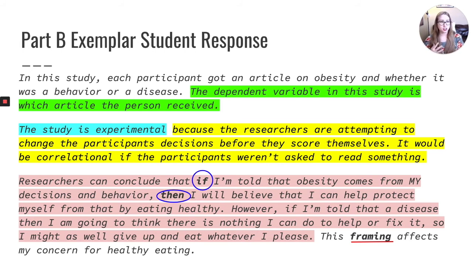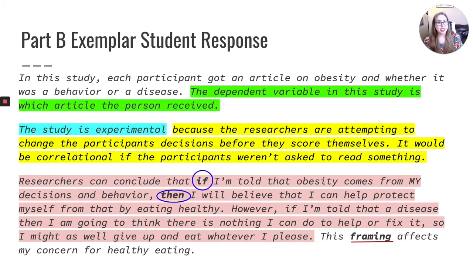And then here they answer their third question. Researchers can conclude that if I'm told that obesity comes from my decisions and behavior, then I will believe that I can help protect myself from that by eating healthy. However, if I'm told that it is a disease, then I'm going to think there's nothing I can do to help it or fix it, so I might as well give up and eat whatever I please. This framing affects my concern for eating healthy. Awesome answer here to answer number 3.